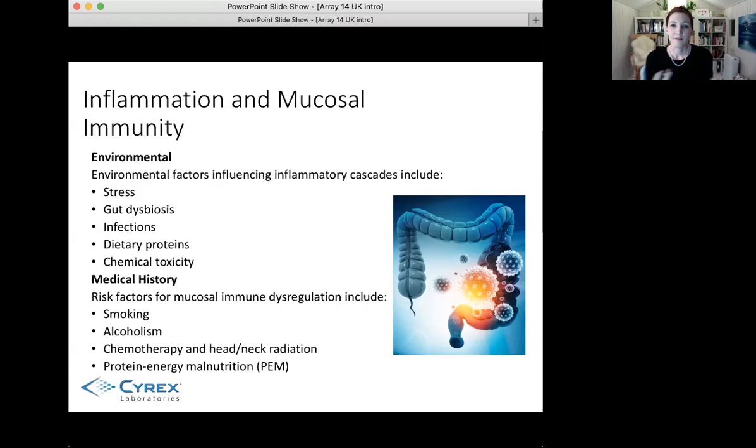But there are other environmental factors as well, including gut dysbiosis, other infections, dietary protein reactions, chemical toxicity, and there are multiple different medical history risk factors as well that can have a really dysregulative effect on the mucosal immune system. So drinking alcohol is a really big one.